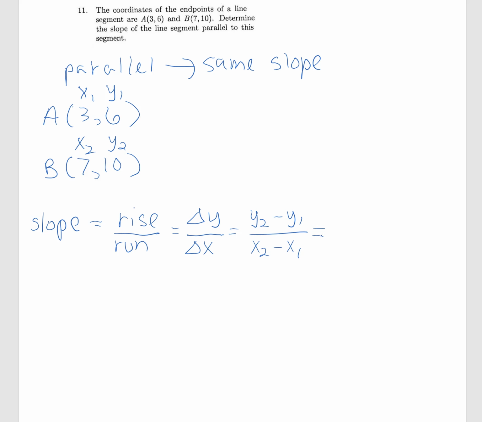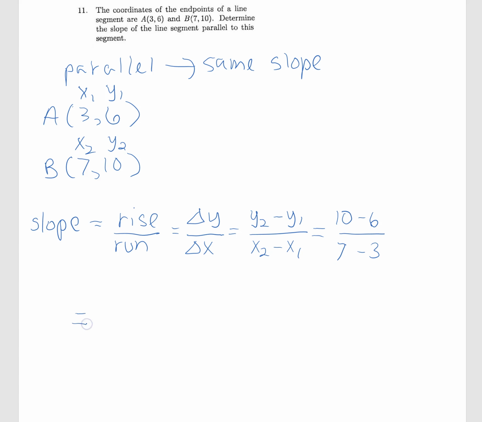All right, so if we plug in our x and y values from the 2 points we've been given, y2 is 10 and y1 is 6. So we have 10 minus 6 on the top. Our x2 is 7, and our x1 is 3. So we have 7 minus 3 on the bottom. I'm just going to continue this down here.